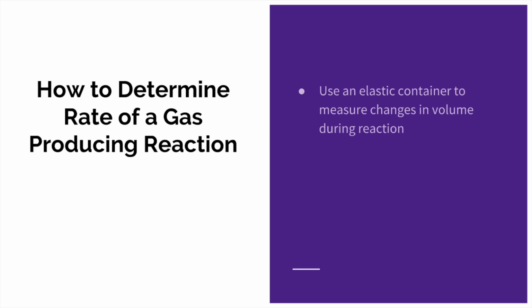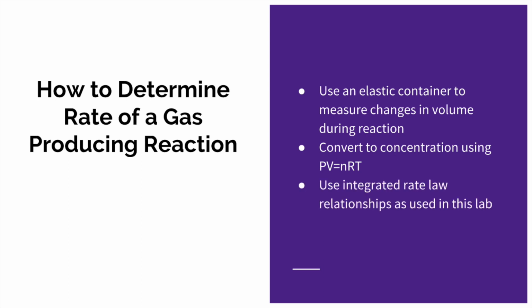In a gas reaction, without a color change, one must, instead of using spectrophotometry, use changing in volume by attaching an elastic container to the reaction vessel. And using the ideal gas law, PV equals nRT, we can convert the pressure into molarity and concentration. Then, using the concentrations, we can use the integrated rate laws in the same way we used in this lab to determine the rate law.